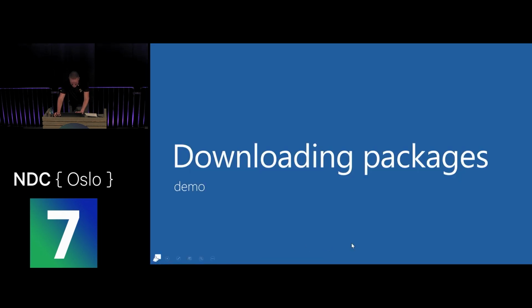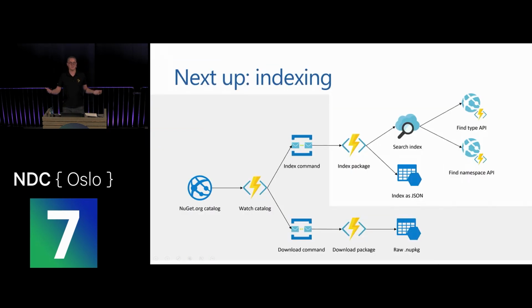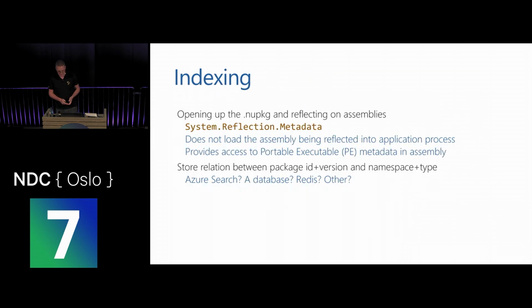Cool, so the downloading is done. That was easy because it's just fetching data from one URL and copying it into another URL. Now let's look at indexing packages, making sure that we can actually crack open that package, get those public types, and map it somewhere to the package ID and the package version that we can install into ReSharper or using ReSharper.